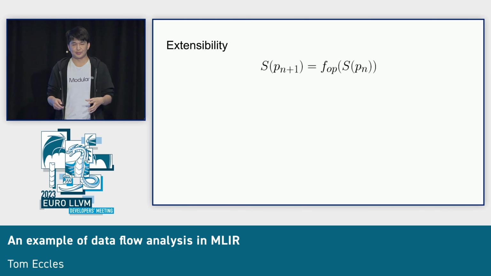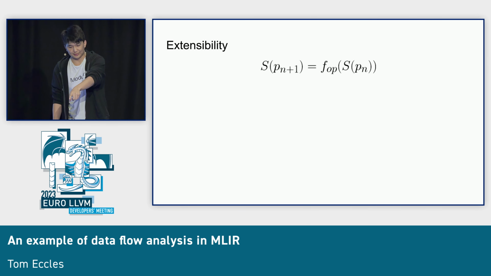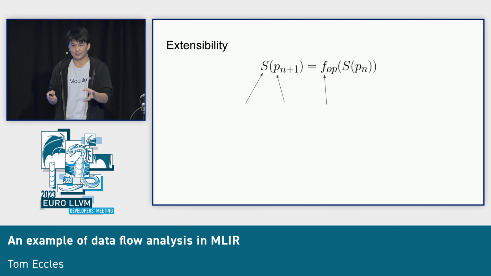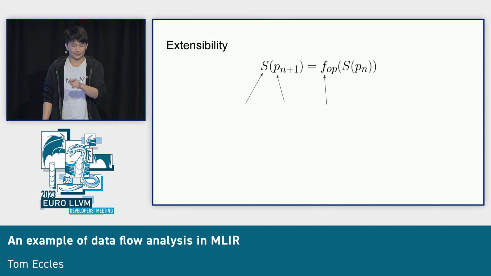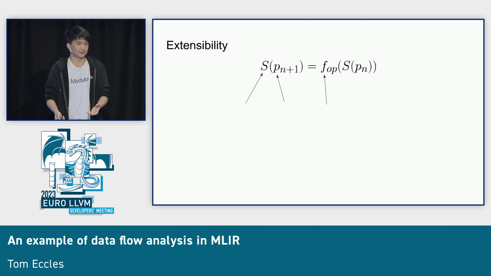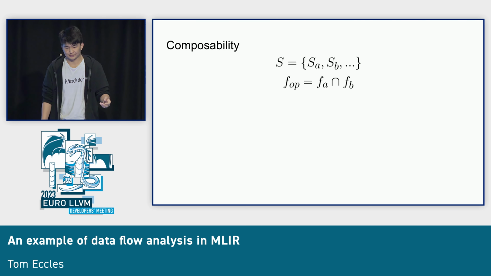So what do we mean when we say extensibility? Well, there are 3 letters in this equation: S, P, and F. The state: what are the state variables? What are the program points that you can attach state variables to: SSA values, points in the program before and after each operation? And the transfer function that is on every operation. We want each of these 3 points to be extensible in some way.